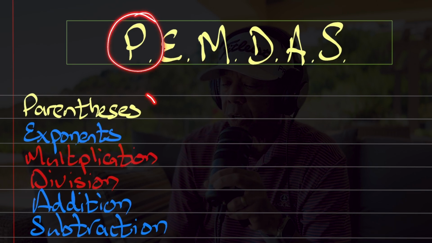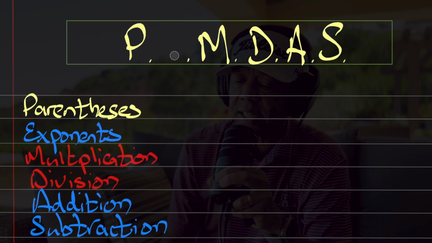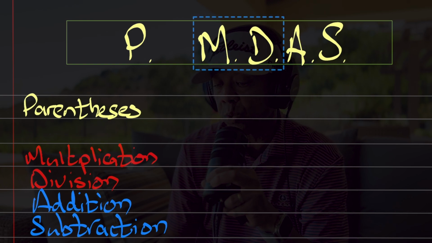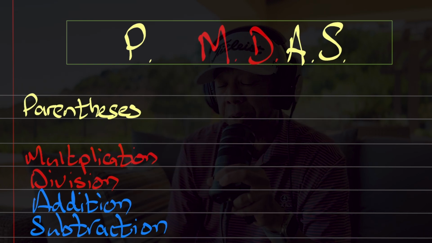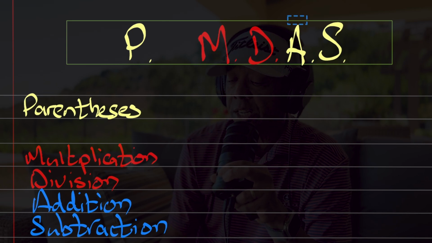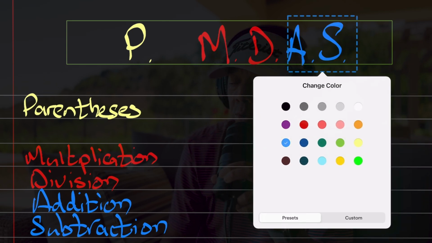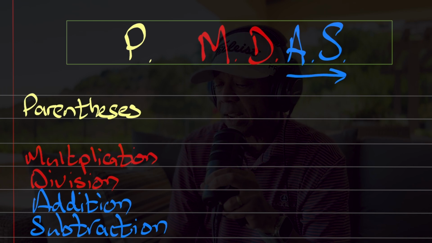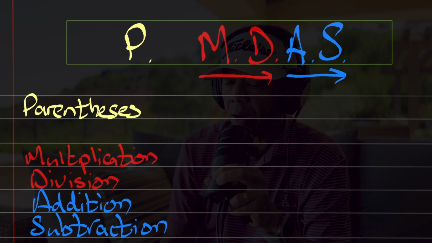Multiplication and division, we're going to code red. Parentheses, yellow. Exponents, we're going to erase because we actually don't deal with exponents until 5th grade. Addition and subtraction, we're going to code blue. And I want you to realize that operations that have the same power, you work out from left to right. So parentheses first, then multiplication and division, and then addition and subtraction from left to right.